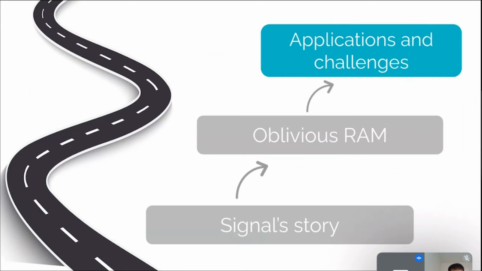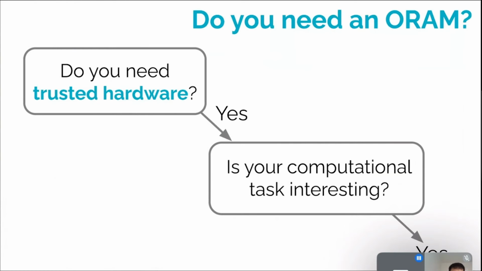And I want to end with some applications and some additional challenges if you want to have more ubiquitous deployment of ORAM. So let's first talk about applications. When I browse Twitter, I often see these posts, oh, when do you need a blockchain? And then there's a decision tree. So I decided to do a decision tree for when you need an ORAM. Okay, so when do you need an ORAM? The first question you can ask is, do you need trusted hardware? If you need trusted hardware, then chances are you might need ORAM, unless the computation task you have is not interesting.